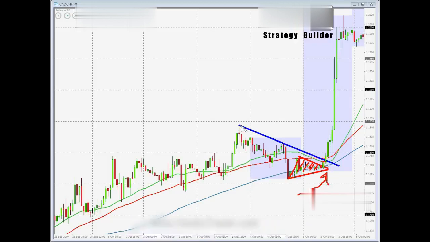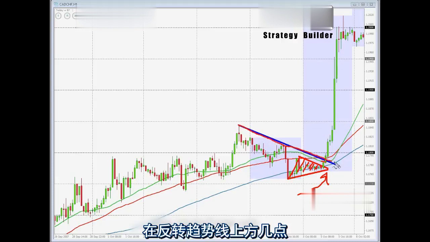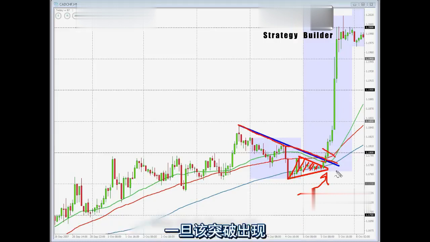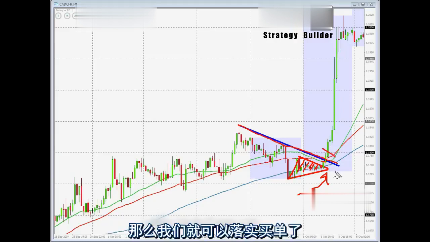We have a few pips above the retracement trend line. Just for the sake of it, let's wait until that trend line gives way, and once that trend line gives way, bang, we've got green lights to simply punch the buy button. Okay, and well, there it goes.